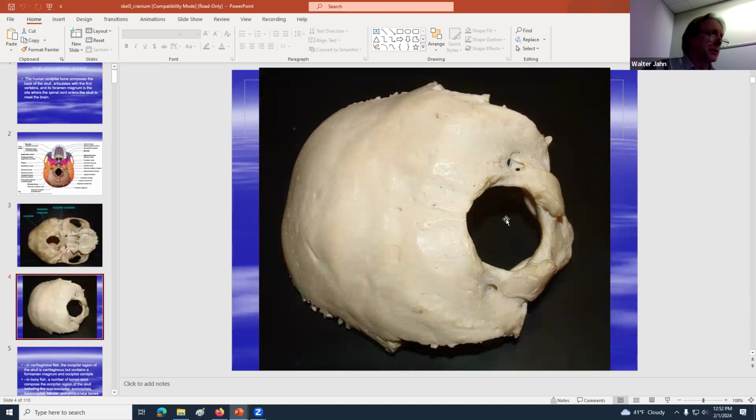Big hole. So very creative, these anatomists are. All right, so there is a large hole, and this is where the spinal cord enters the skull. On one side of the hole, you have spinal cord. On the other side, you have brain. This is where the spinal cord enters and becomes the brain.